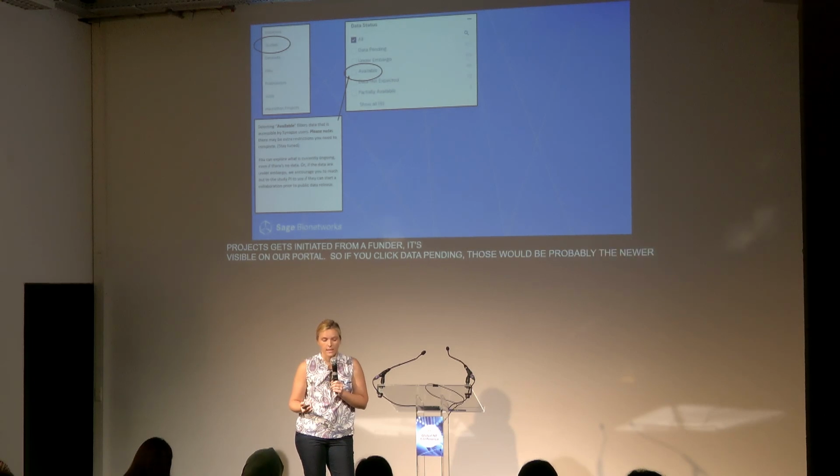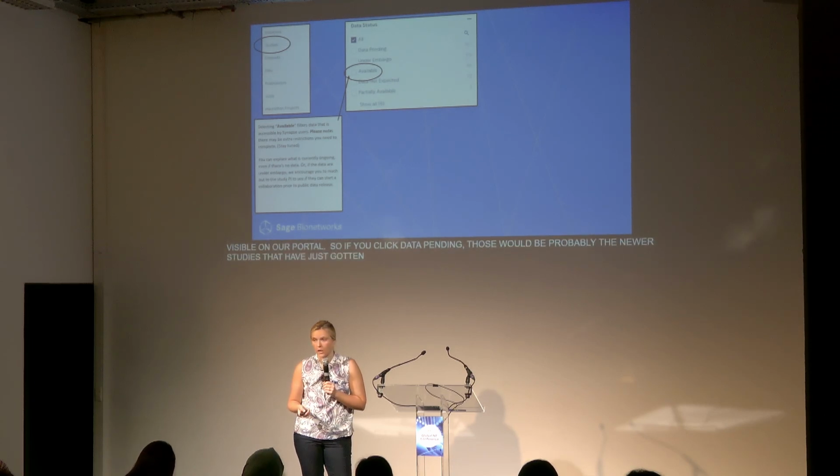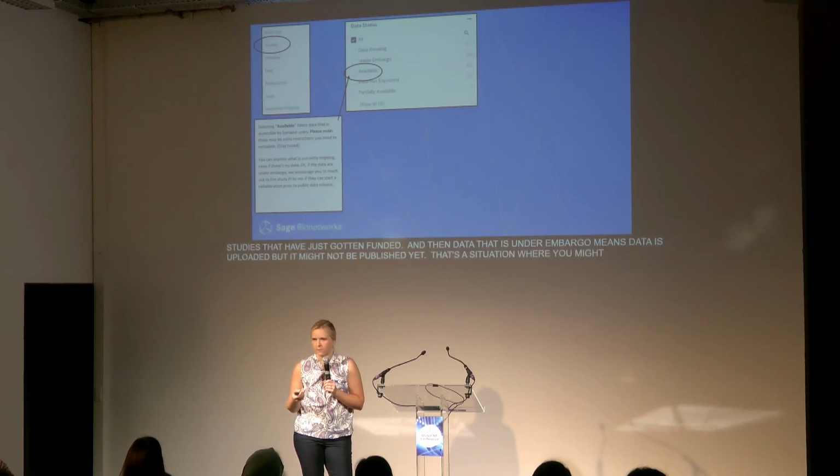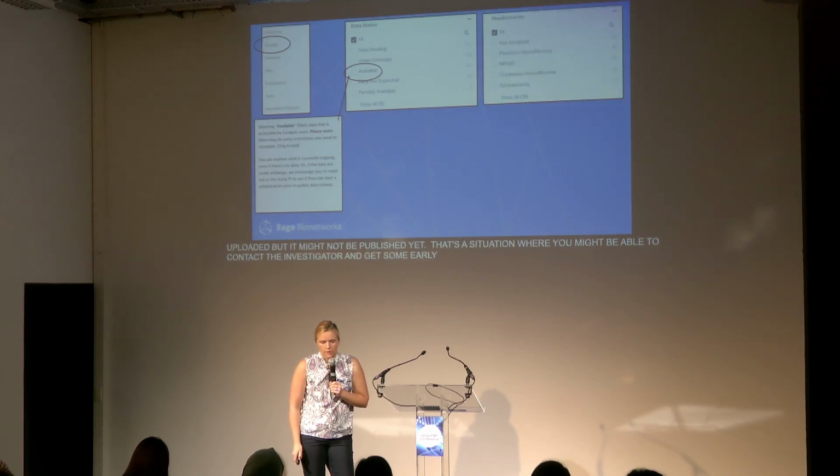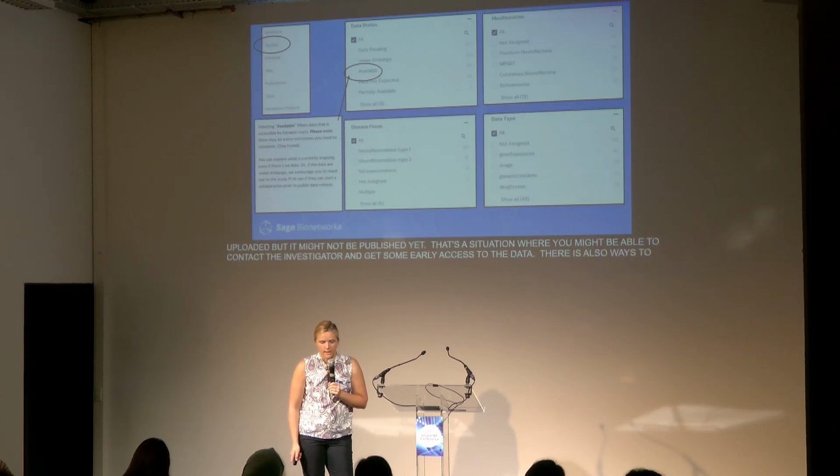Data that's under embargo means that data is uploaded, but it might not be published yet. That's a situation where you might be able to contact the investigator and get some early access to the data. There are also ways to filter by manifestation, the disease focus, and data type.